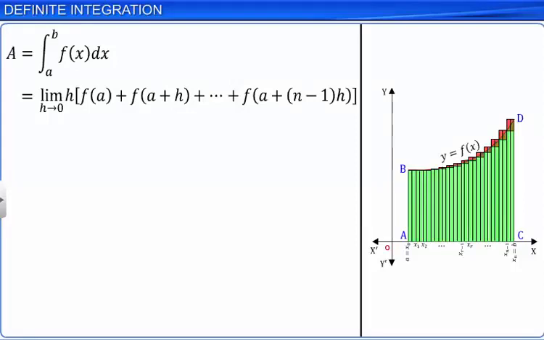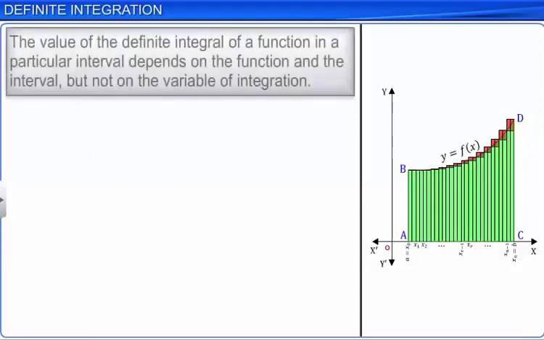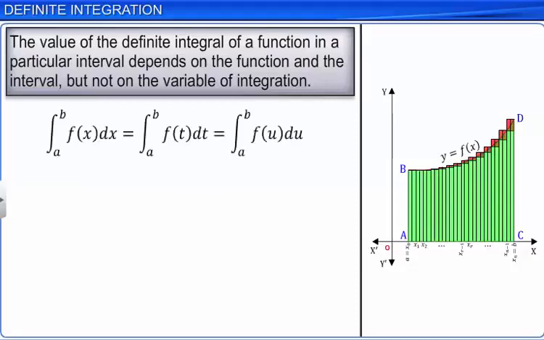The value of the definite integral in a particular interval does not depend on the variable of integration that we choose, but depends on the function and the interval. That is, the integral of f of x dx from a to b is equal to the integral of f of t dt from a to b, which is equal to the integral of f of u du from a to b. This variable of integration is called a dummy variable.